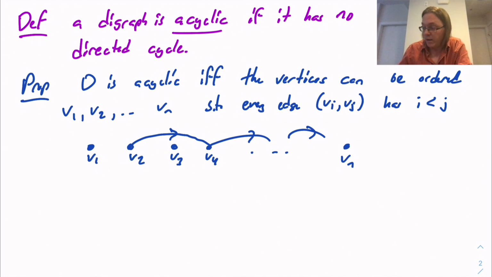This picture should make it clear that a digraph with this feature cannot possibly have a directed cycle. It doesn't have even a closed directed walk with positive length, because if you start at a vertex and start walking, you go strictly to the right and you can never come back, right? So certainly, if you can order the vertices V1 up to Vn so that all of the edges go left to right, then it does not have a directed cycle. We need to prove the other direction. Suppose you have a digraph which is acyclic; then let's see that it has this ordering.